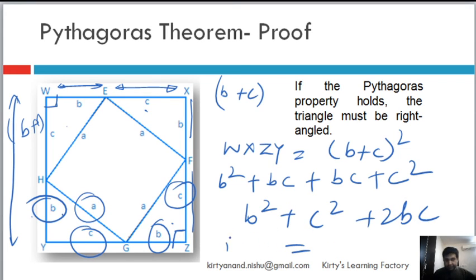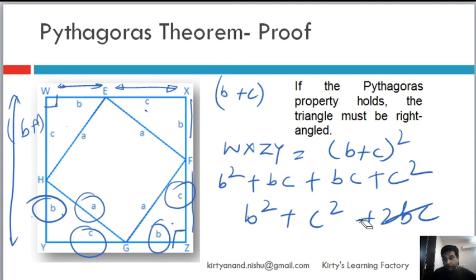Which I equated to, like you saw what I equated it to. Basically I equated it to a square plus 4 into half into base into height. So I equated it to a square plus 2bc. 2bc cancels out, and so I just gave you the calculation so that you are absolutely clear on how it happened.